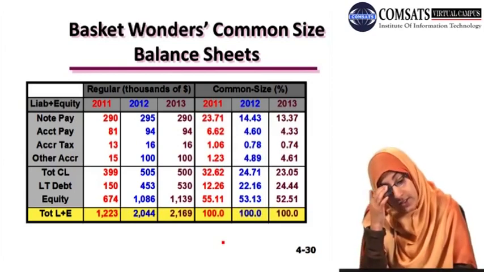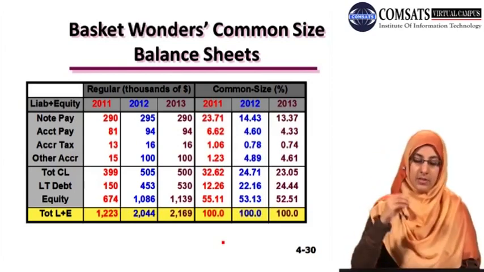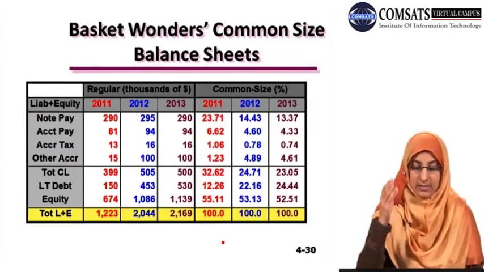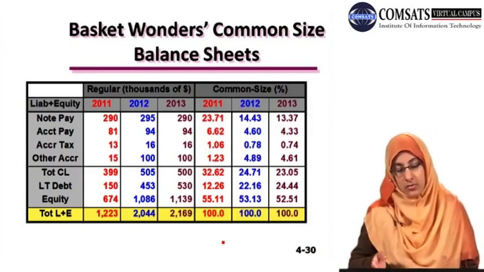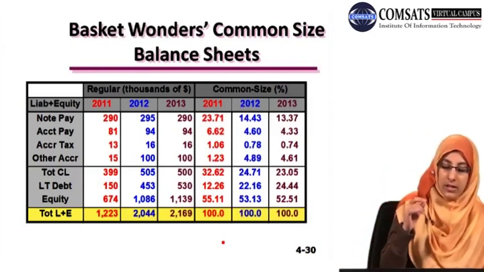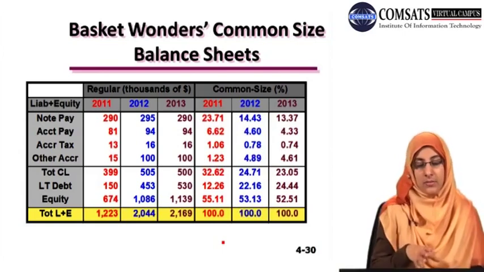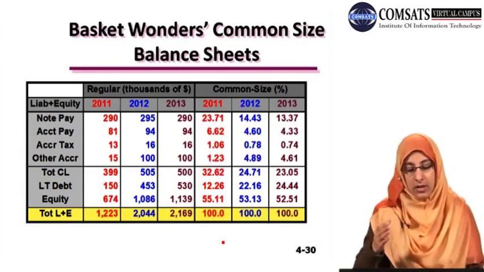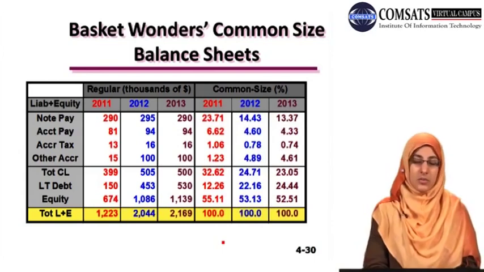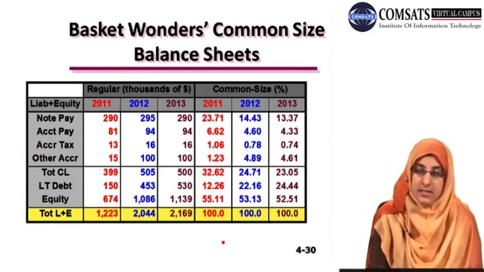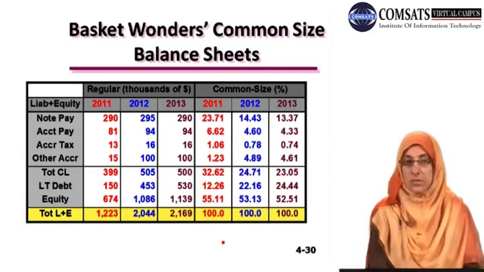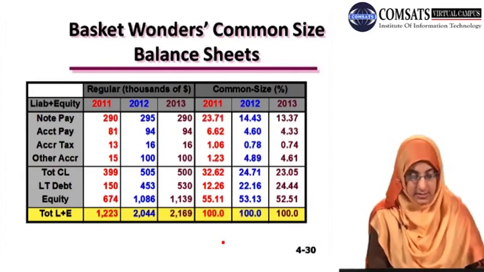You will divide each and every item similarly: your notes payable divided by total assets, accounts payable divided by total assets for 2011. Then for 2012, you will divide 295 by total assets, 94 by total assets. For 2013, you have some slight change within the common size analysis of the company. Now that was about common size analysis.